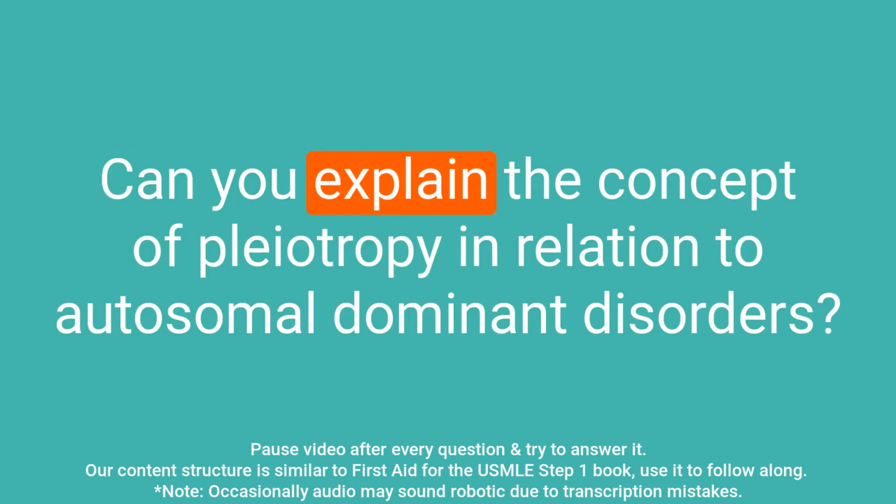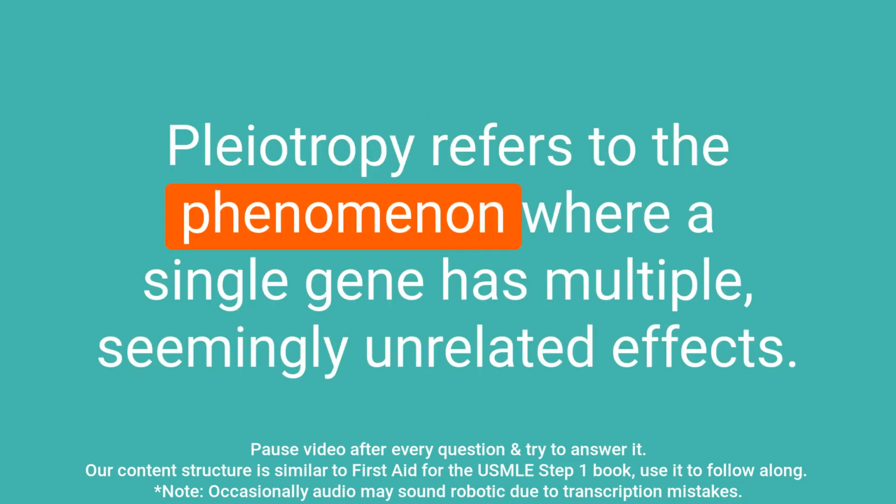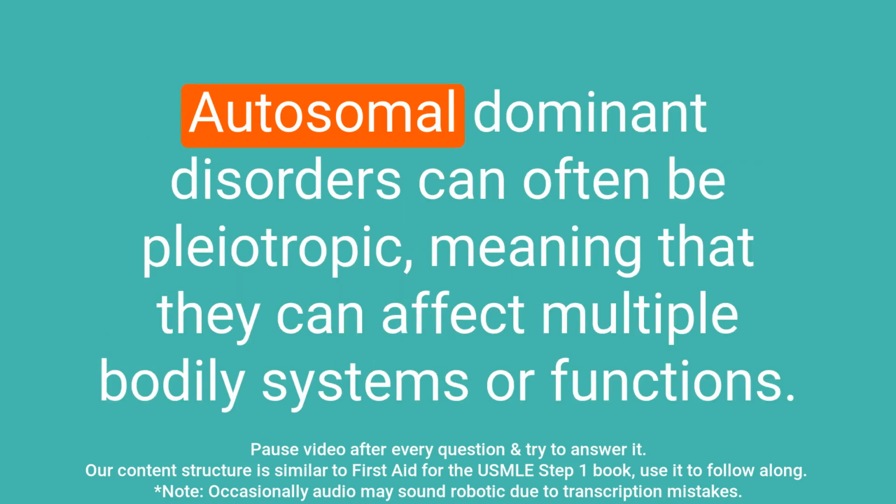Question: Can you explain the concept of pleiotropy in relation to autosomal dominant disorders? Answer: Pleiotropy refers to the phenomenon where a single gene has multiple, seemingly unrelated effects. Autosomal dominant disorders can often be pleiotropic, meaning that they can affect multiple bodily systems or functions.